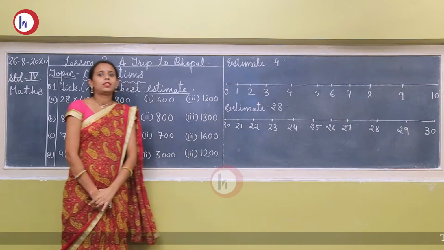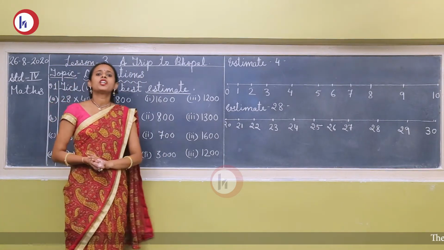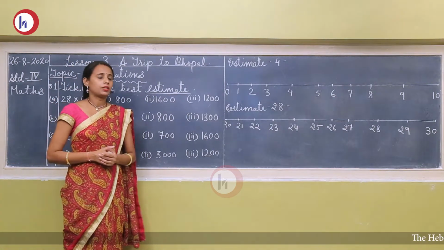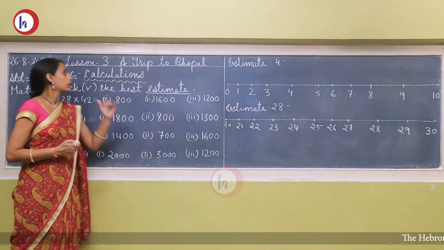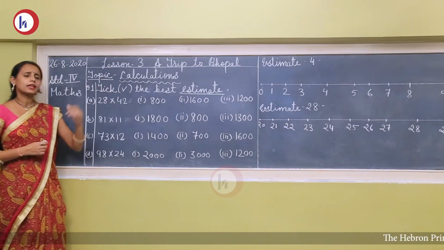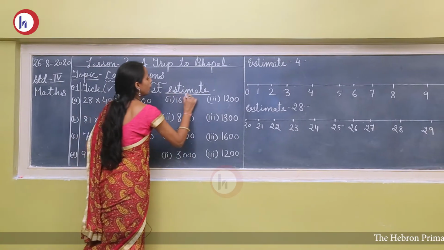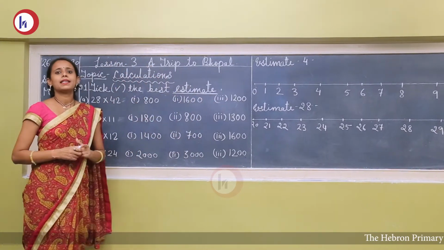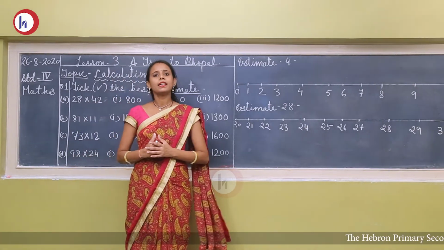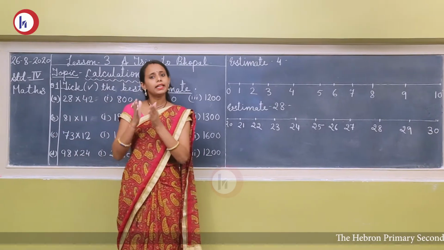Hello everyone. In our last session, we started chapter number 3, a trip to Bhopal, and our topic was calculation. So today, we continue our topic calculation. First question is, take the best estimate. What is the meaning of estimation? Estimation is finding a number which is nearly the exact number. It is not exact, but it is nearly.